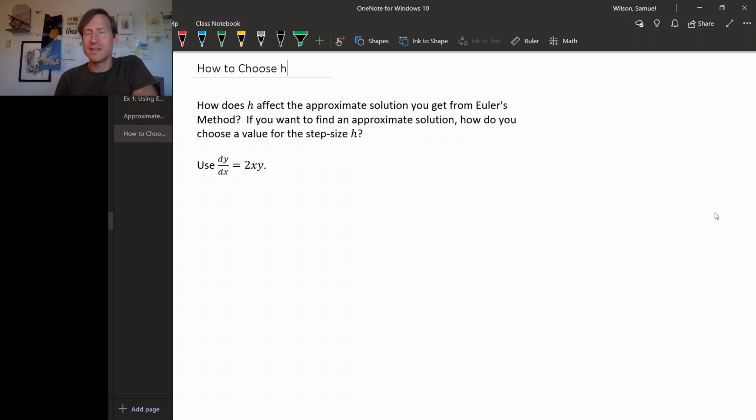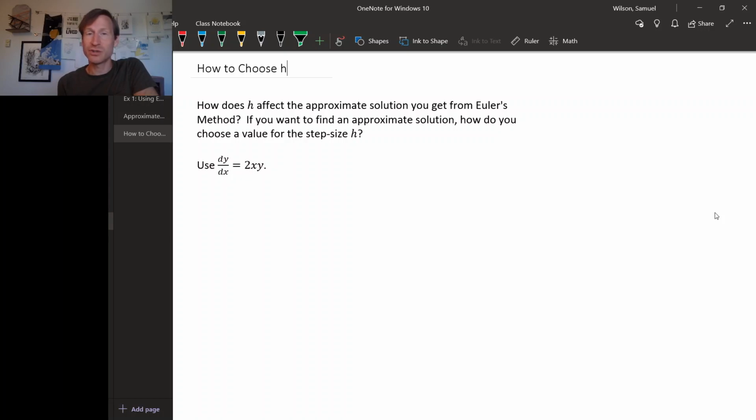We have this idea that making your step size h in Euler's method smaller will give you a better approximation for a solution. But how exactly does h affect the approximate solution that you get from Euler's method? And also, if you want to find an approximate solution, how do you choose an appropriate step size? Let's look at an example to get a feel for these questions.